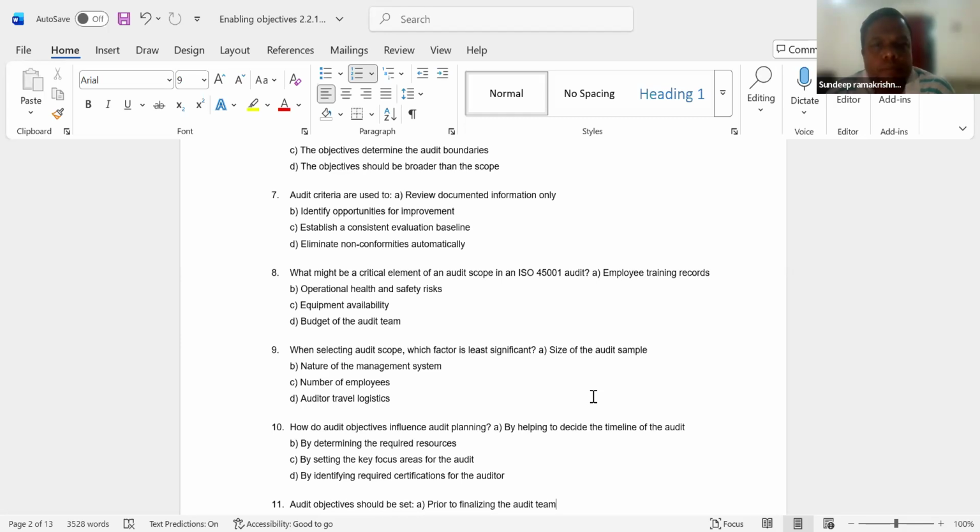Okay, eighth question. What might be the critical element of an audit scope in an ISO 45001 audit? A. Employee training records. B. Operational health and safety risk. C. Equipment availability. And D. Budget of the audit team.